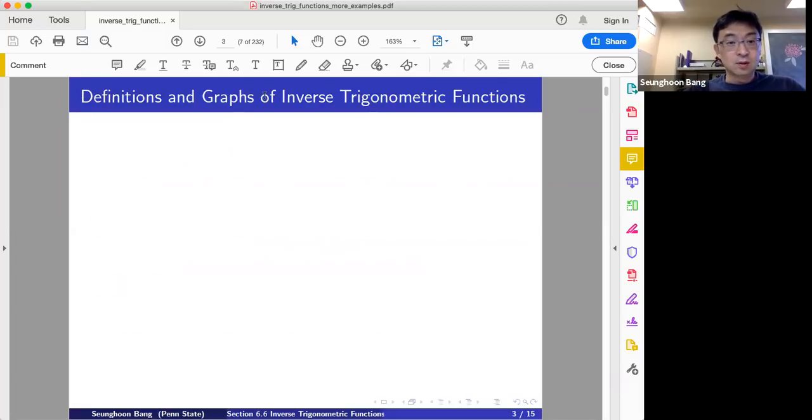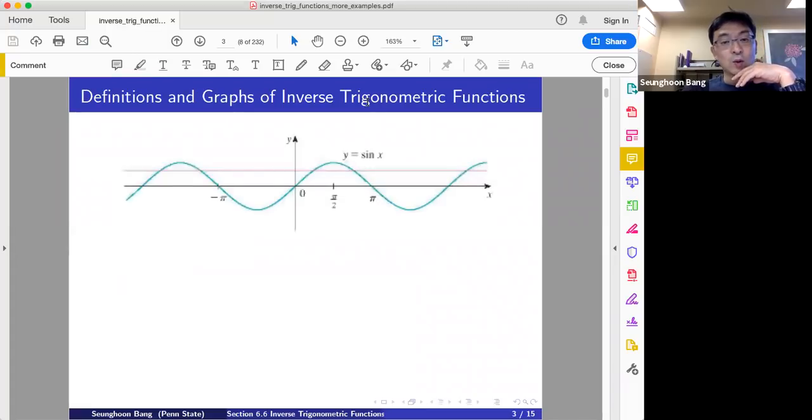The first one, the definitions and graphs of inverse trigonometric functions. This is y equals sine x, the blue one. Does the inverse function exist? The inverse sine function exists or not? Could you write your answer on the chatting board, please? Yes or no? No. Okay, no.